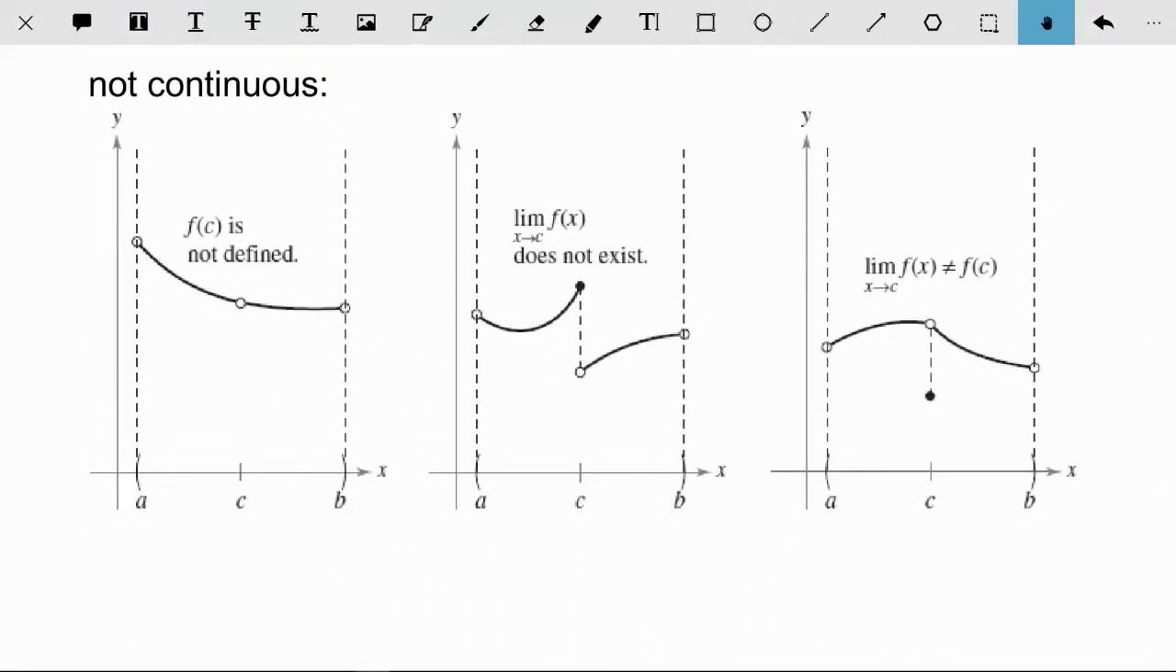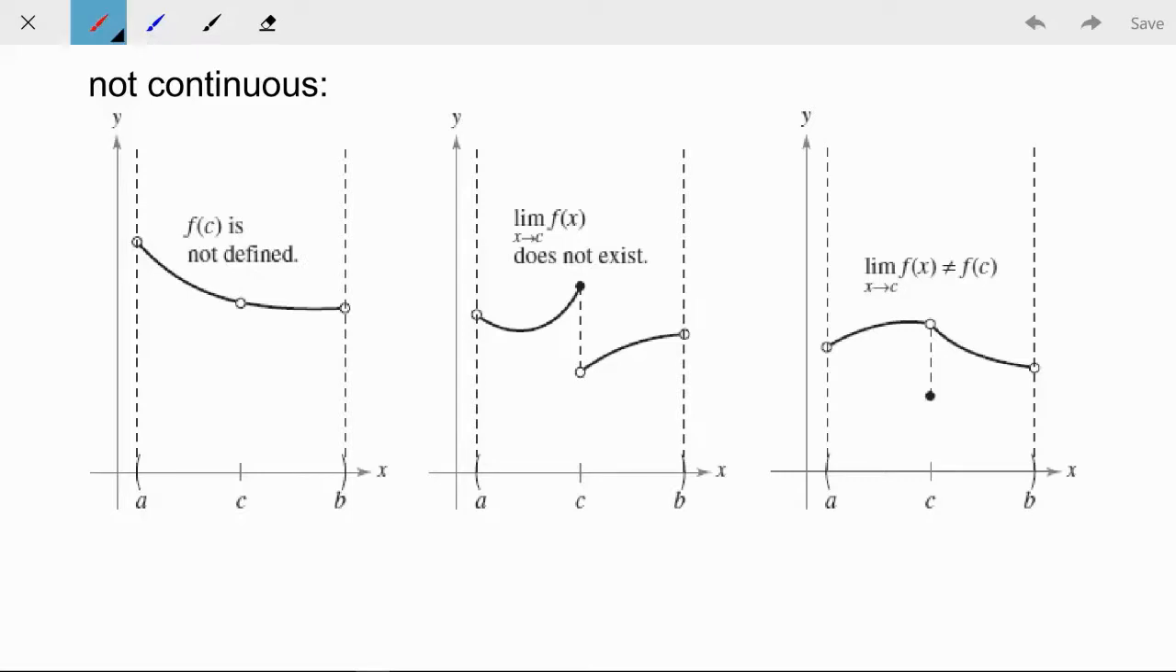Okay, so here are some examples of graphs that are not continuous. Notice they all look somewhat similar, but they're not continuous for different reasons. Now, rather than just looking at the graph and saying I know it's not continuous, you have a way to mathematically explain why. Because remember, the limit value has to equal the function value at a point in order for the function to be continuous. So let's go through these one at a time.